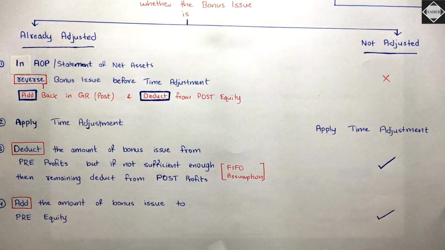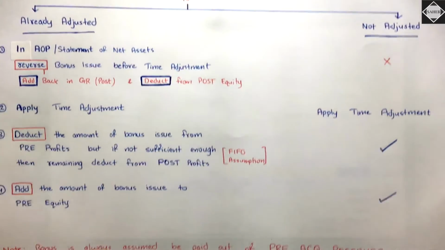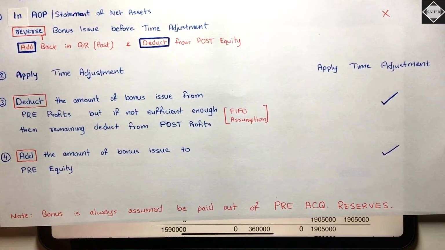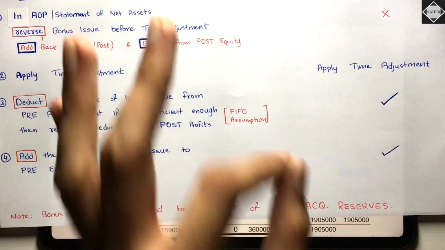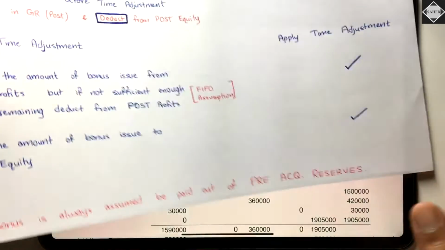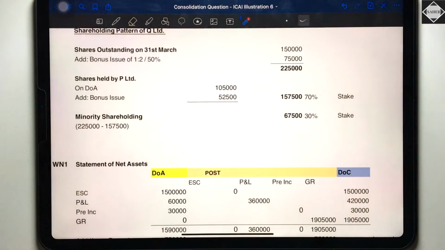Is it clear? And then the fourth step is add the amount of bonus issue to pre-equity. Even though bonus is given out of post, still you have to add to the pre-equity only. Always remember this. Is it clear? And you all know bonus is always assumed to be paid out of pre-acquisition reserves, but in this question, what has happened? It is specifically mentioned, it is given out of post. So that is why we have to treat it like that. Fine. So let's see how it will be done.